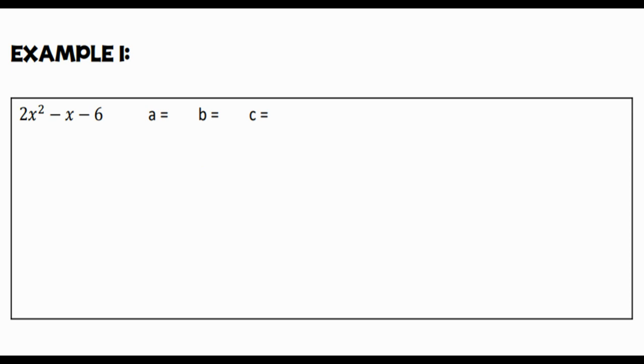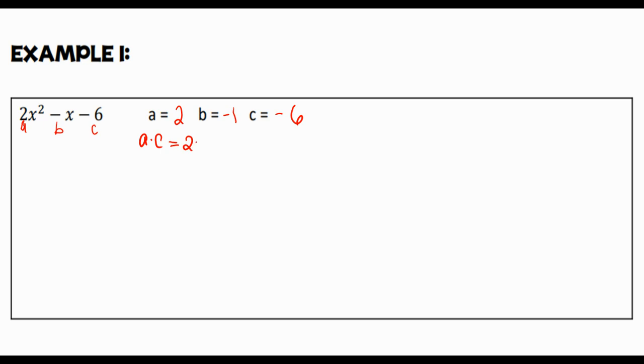Notice our a value is no longer 1 like it once was. If you need to, you can write underneath or on top the order. So my a value is 2. My b value, since it's right next to x, is going to be -1. Always take that sign with it. And my c value is -6.